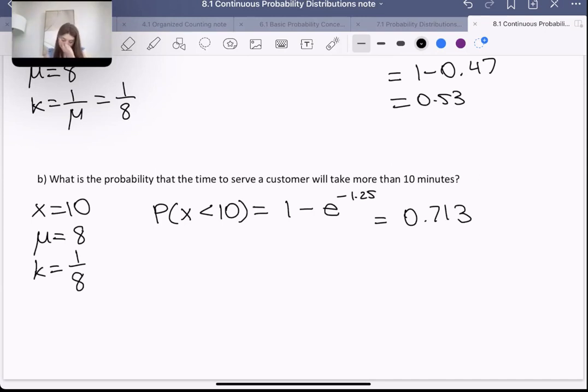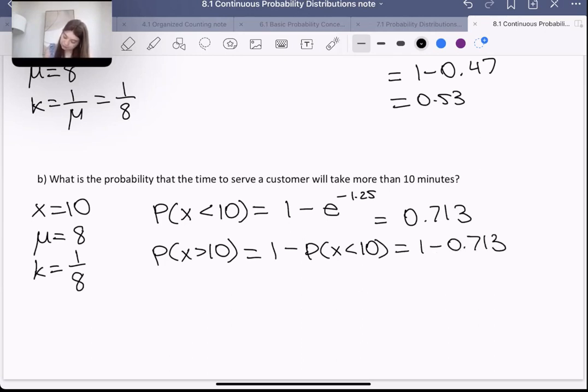So if the probability of it being less than 10 minutes is 0.713, then the probability of it taking more than 10 minutes is 1 minus the probability that it takes less than 10 minutes. That's going to be 1 minus 0.713, which is equal to 0.287. And so that's our answer. There's about a 28.7% chance that it'll take more than 10 minutes for the customer to be served at a Subway, according to this question.